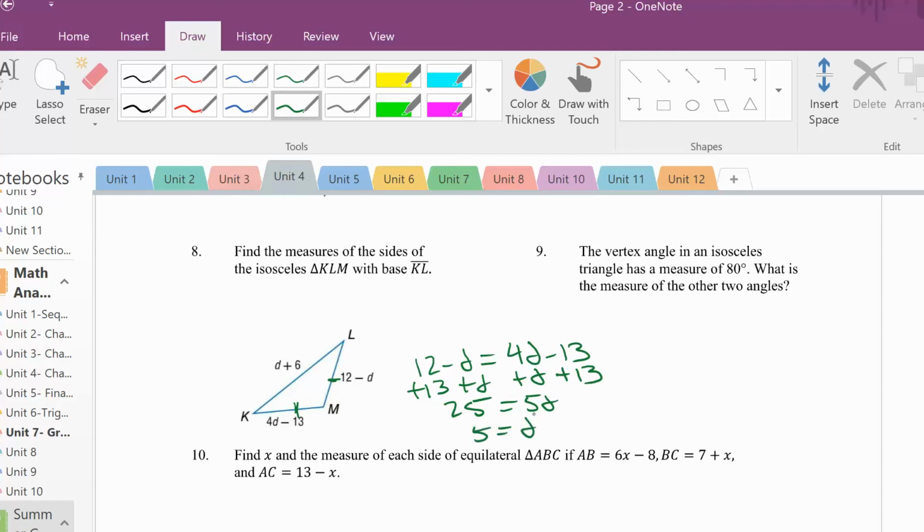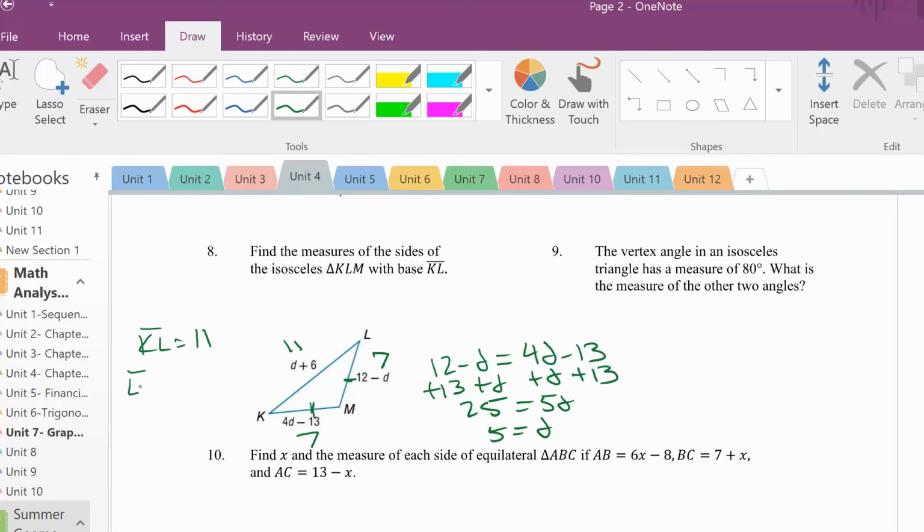And it wants to find the measure of the sides, so 5 plus 6 is 11. 12 minus 5 is 7. And then 5 times 4 is 20 minus 13 is also 7. So basically KL is equal to 11. LM equals KM, which equals 7.